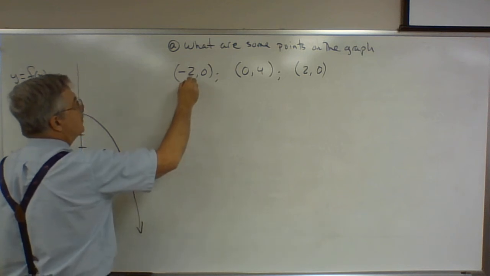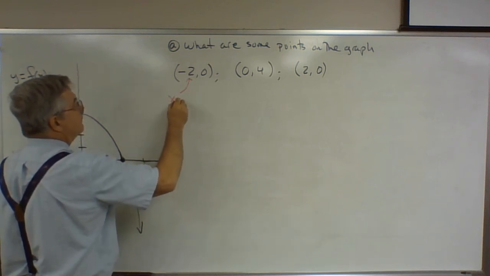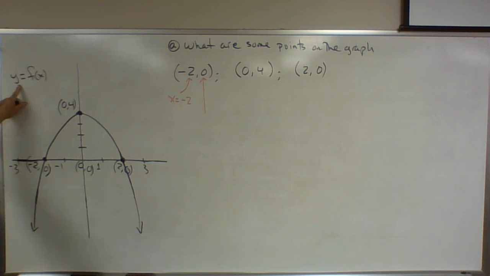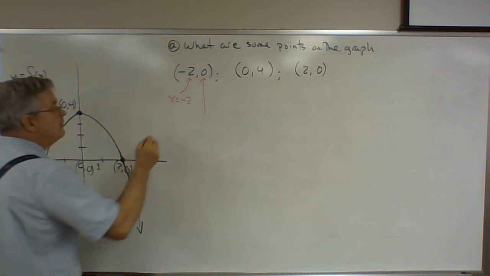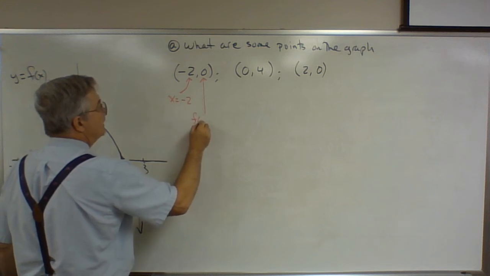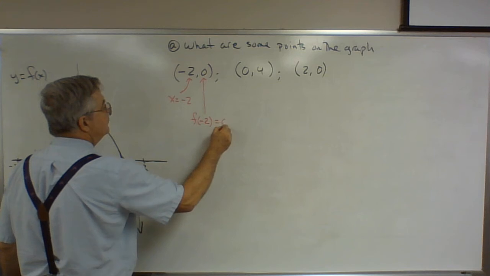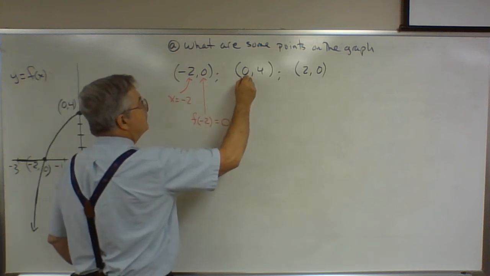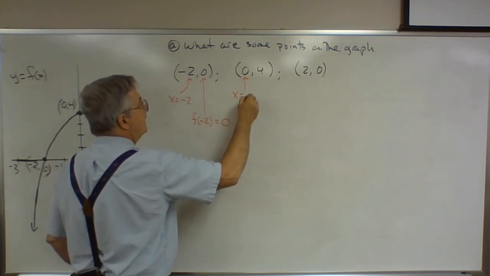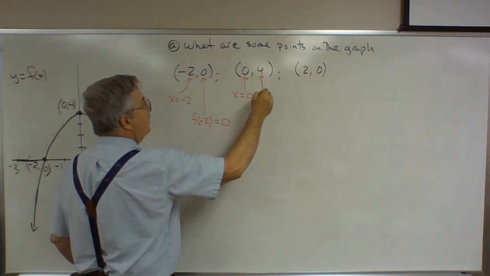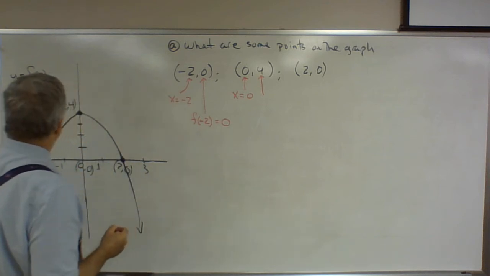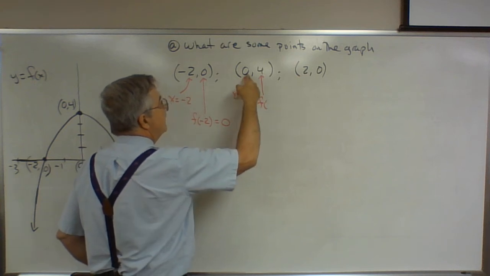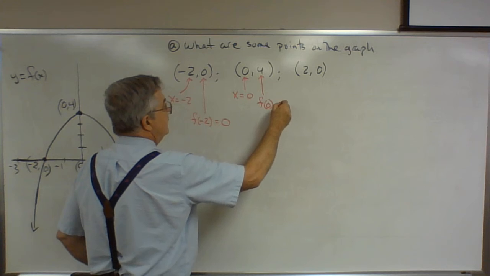This is the x-coordinate, x equals negative 2. And this is the y-coordinate, but y is exactly the same thing as f of x. So I'm going to put that this is f of negative 2 equals 0. Here's another point. This is the x-coordinate. X is 0. And this is the y-coordinate. But again, since y and f of x are the same thing, I'm going to write this as f evaluated at x, which is 0. And that's equal to 4.